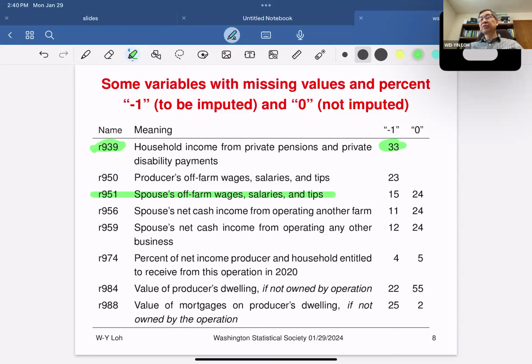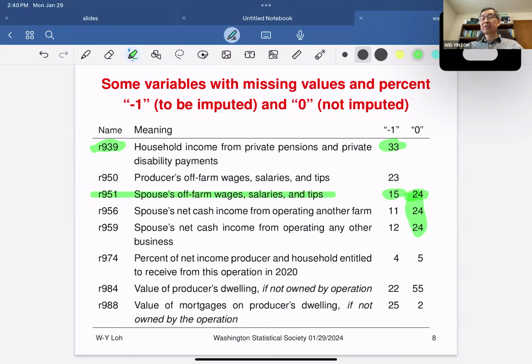Spouses' off-farm wages, salaries, and tips: 15% are negative ones, which for some reason the farmer does not want to reveal. But 24% of them are 0. So you can see here, these are all related to spouse. These are people without spouses.